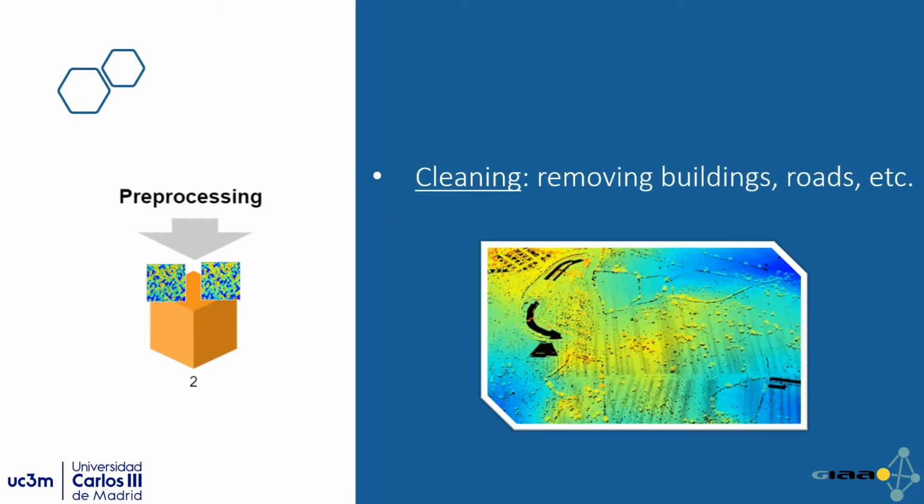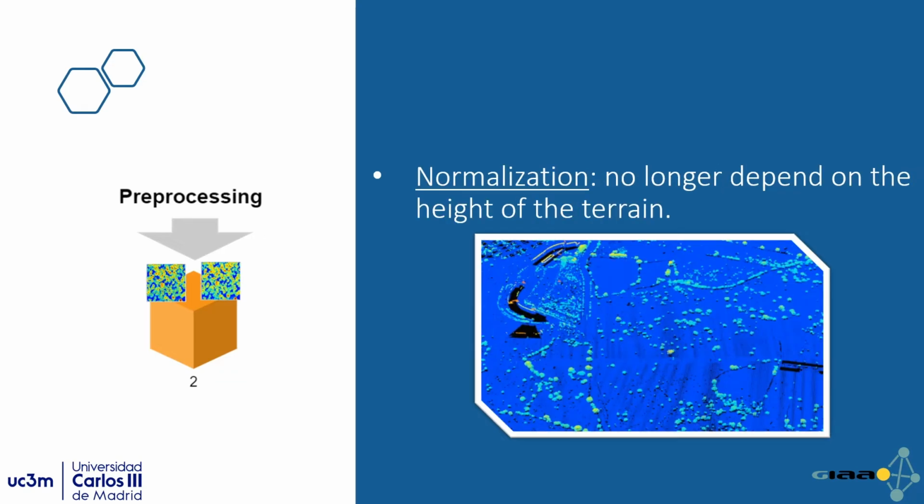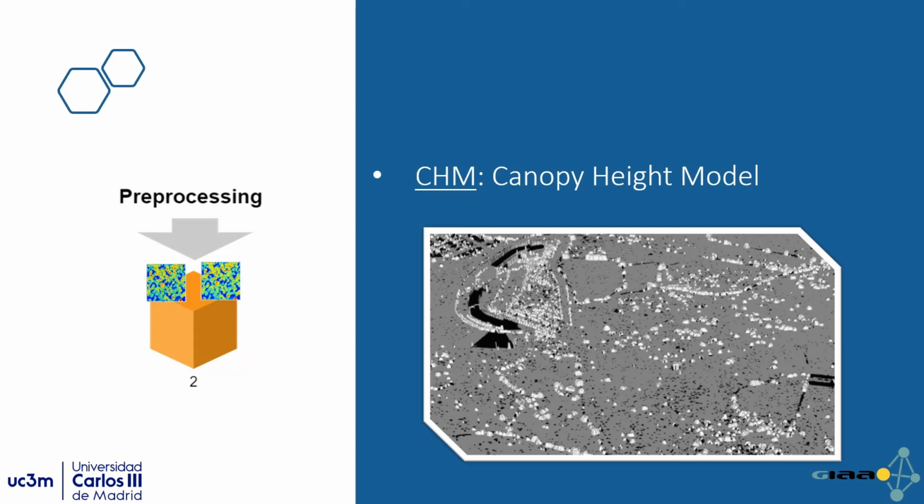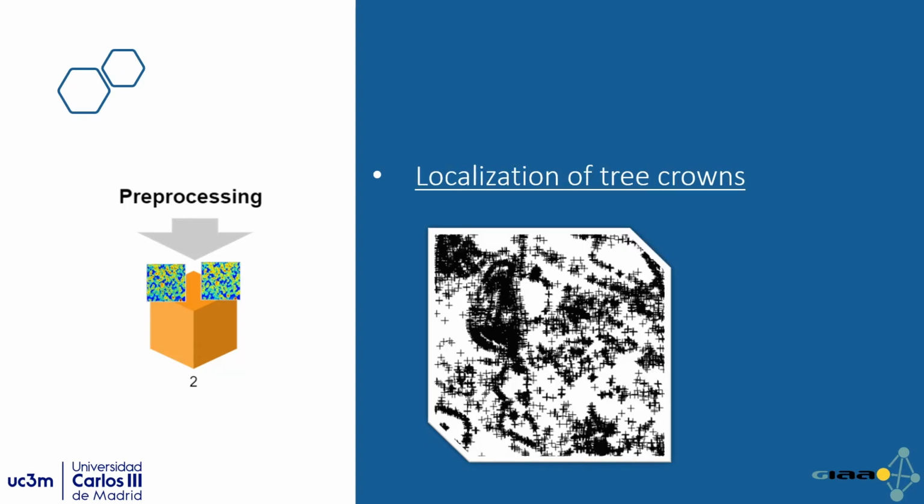Next, we must perform a pre-processing of the data obtained by the LiDAR. First, we will perform a filtering by removing buildings, roads, etc. Then, we will apply a normalization, so only the height of the surfaces above the ground will be taken into account. Now, we will be able to obtain a canopy height model, CHM.